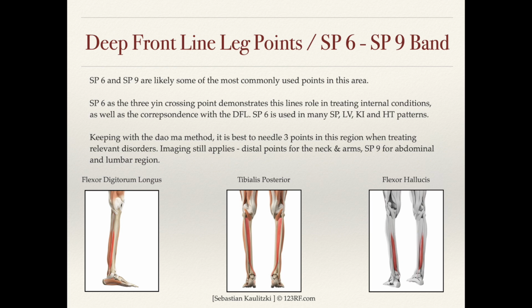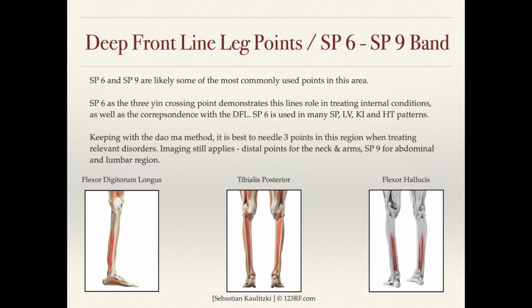Now, we'll also use spleen 6 for liver patterns as well. Like if it's a liver overacting on spleen pattern, we can use spleen 6. We'll use spleen 6 if it's a liver yang rising pattern. That point will commonly be used. And we'll also use it for various kidney patterns, kidney yin deficiency.